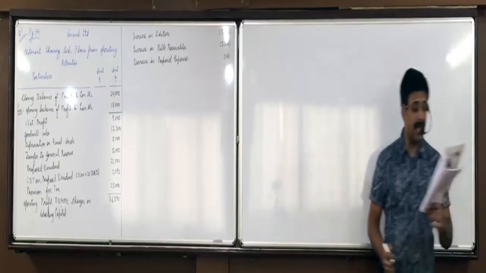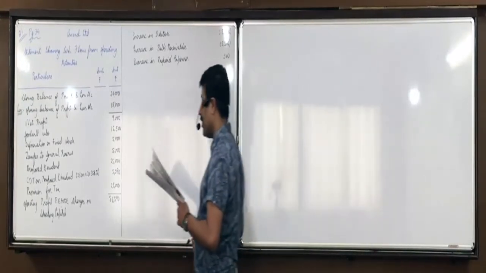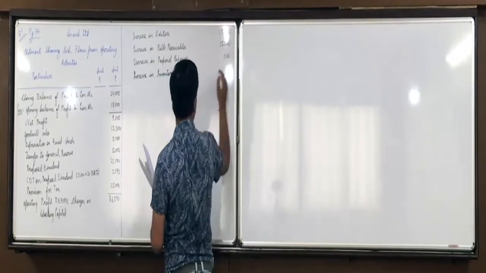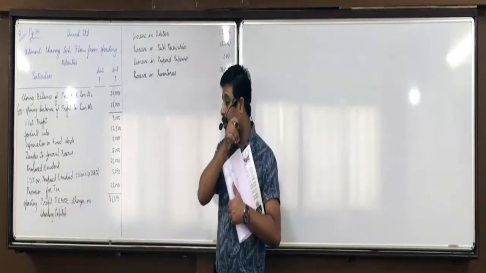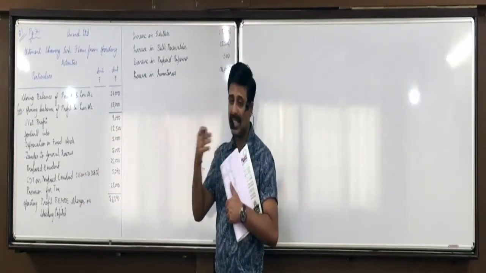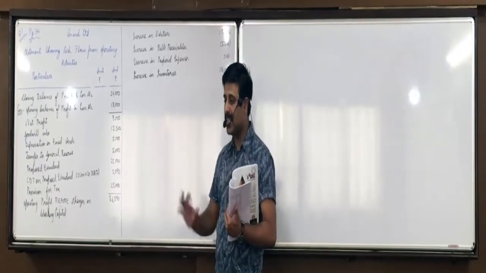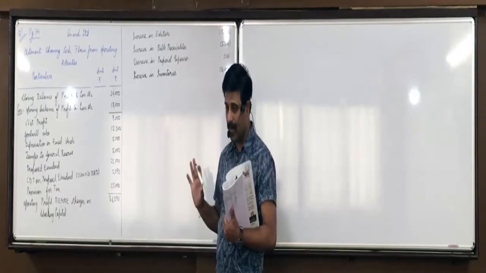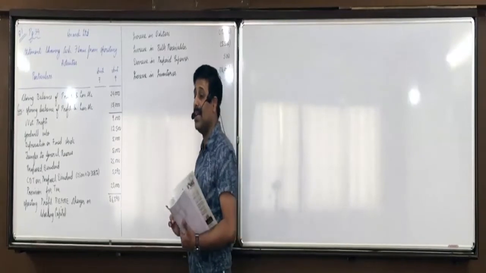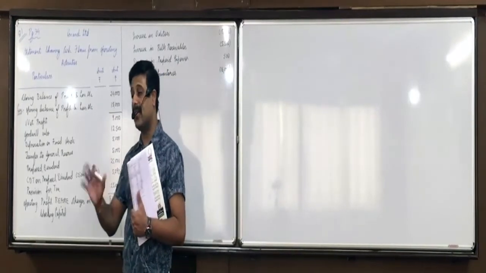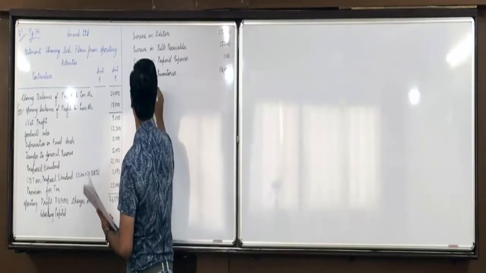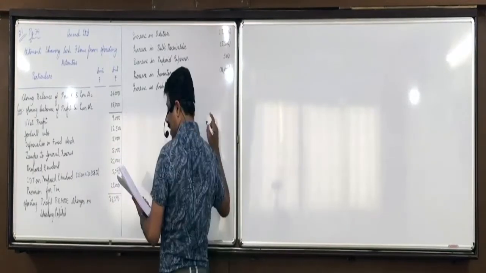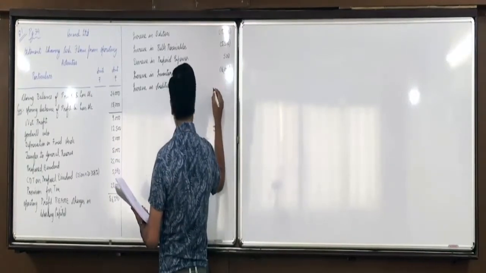Then increase in inventories, inverse relation, we have to minus 16,000. Cash and bank, don't take into consideration, cancel the effect. I'll tell you at the end of the financing activities why it is so. Cash and bank will not be included over here. Other than cash and cash equivalents, everything will be included. Then increase in creditors, direct relation, so add 11,000.